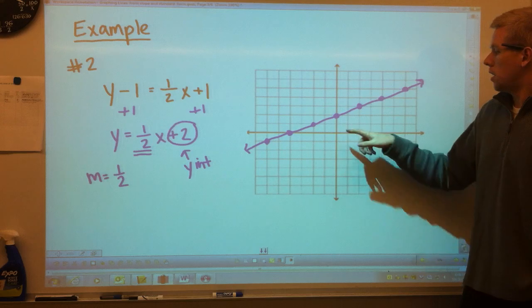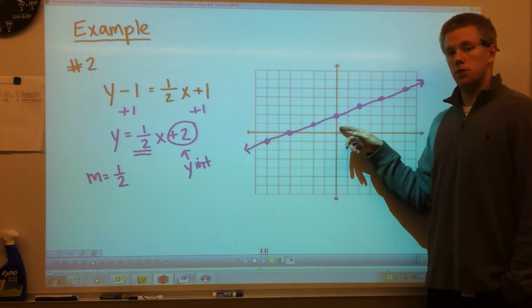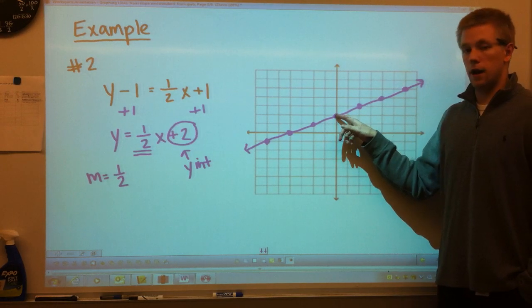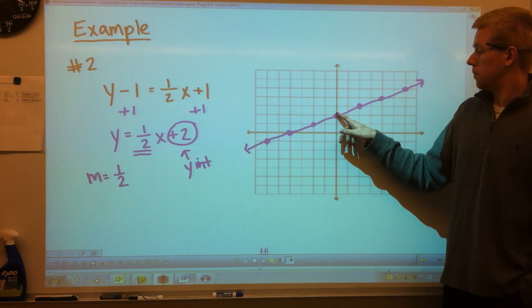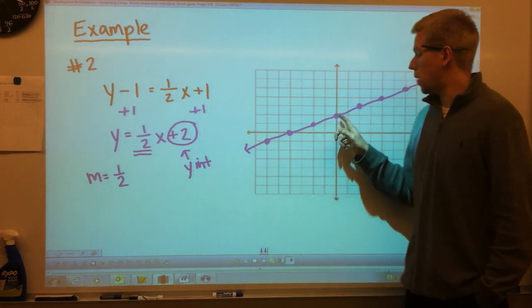So on your graph, you're going to start from the origin, you're going to go up 2. That's where you're going to be. You're going to have your first dot. That's your first point that you're going to start with. So put a dot at +2 on the y-axis.